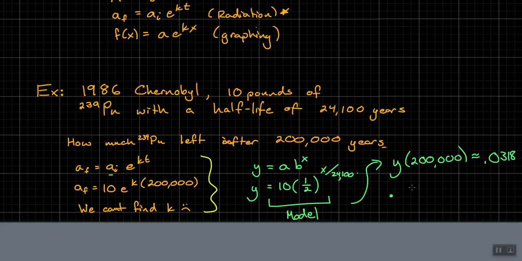This is what unit? The initial amount was in pounds. What's the final amount in? So a quarter pound, not even a quarter, I'm sorry. 0.0318. So that's 0.03 of a pound. That's almost nothing left after 200,000 years.